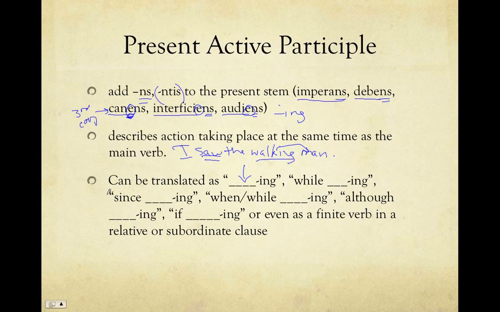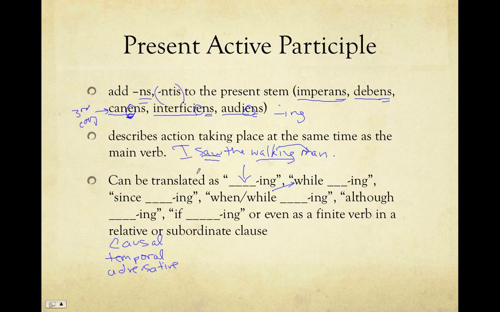Less sensical in our example, but you can also give it a causal sense. So I saw the man since he was walking. Or I saw the man when he was walking, a temporal sense. So we can give it a causal sense, since, or because. We can give it a temporal sense. We can give it an adversative, that is, although he was walking.